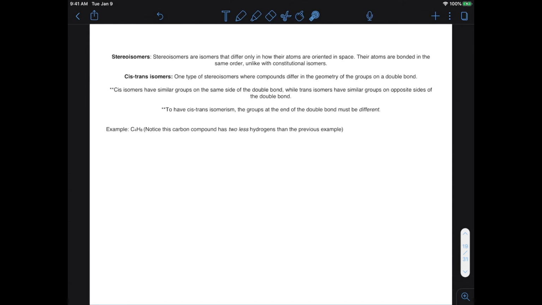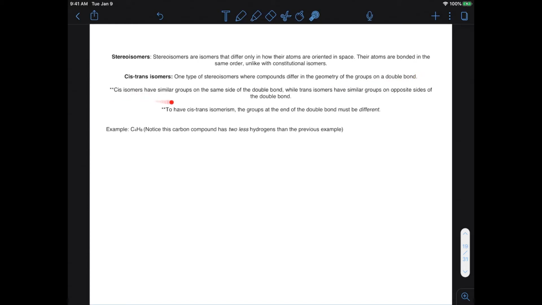So another type of isomer is something called a stereoisomer. So stereoisomers are isomers that differ only in how their atoms are oriented in space. Their atoms are bonded in the same order, unlike with constitutional isomers, but they differ in their quote-unquote spatial arrangement. And so stereoisomers are pretty important, and we'll talk about that again in a later chapter. But an example of a stereoisomer is something called a cis-trans isomer, or a geometric isomer. This is one type of stereoisomer where the compounds differ in the geometry of the groups on a double bond.